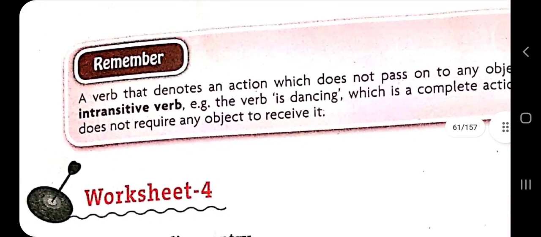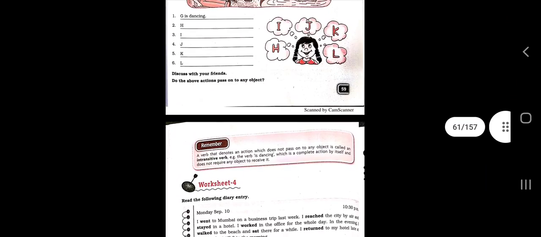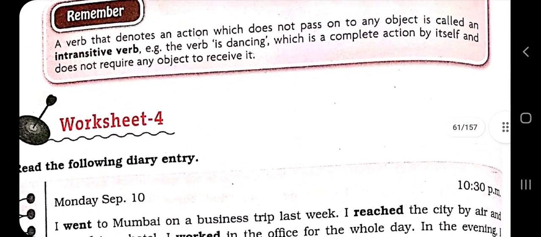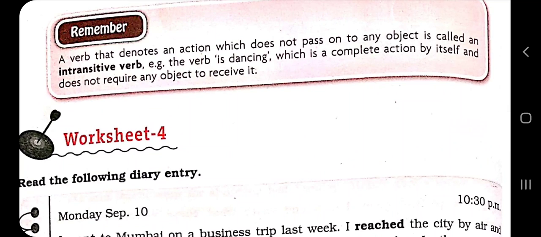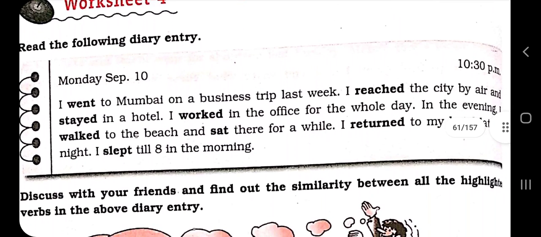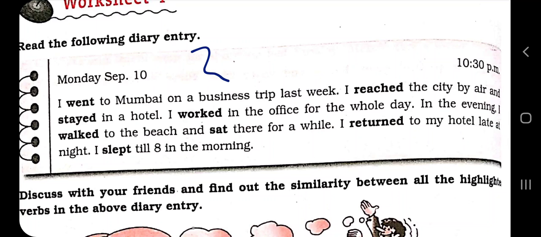Let's do more. Remember, a verb that denotes an action which does not pass on to any object is called an intransitive verb. Example, the verb is dancing, which is a complete action by itself and does not require any object to receive it. Now read the following diary entry. This is the diary entry. Monday, September. You know about diary entries and you have done this. This can be taken as an example of a diary entry.